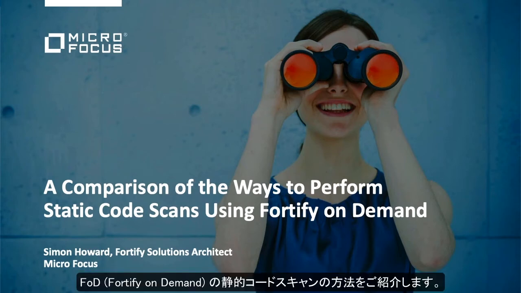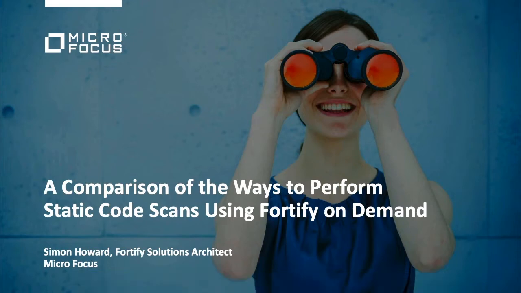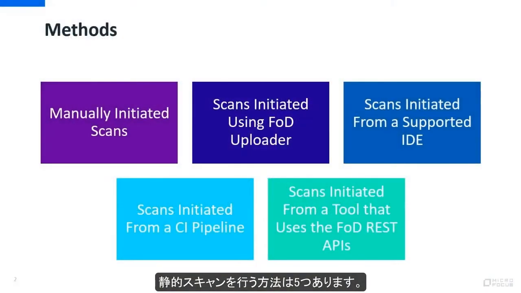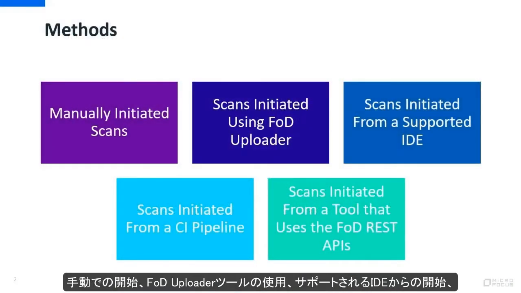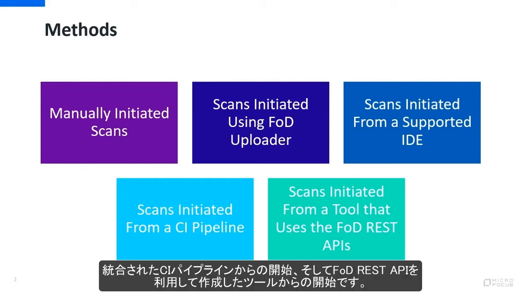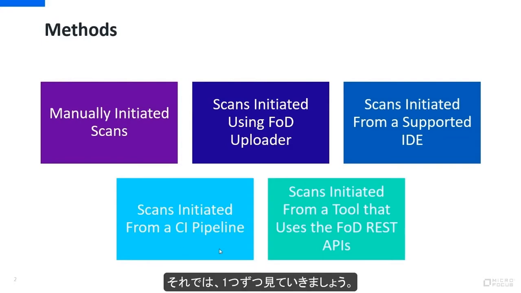This video looks at the different ways in which you can perform a static code scan using FOD, Fortify on Demand. So there are 5 ways in which you can perform a static scan. You can do a manually initiated scan, you can use our FOD Uploader tool, you can do so from a supported IDE, you can integrate a scan with your CI pipeline, or you can create a tool that uses the FOD REST APIs. So let's look at each of these one by one.